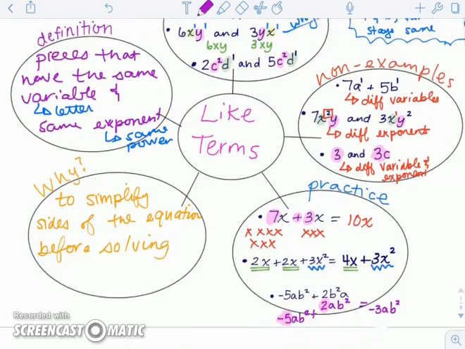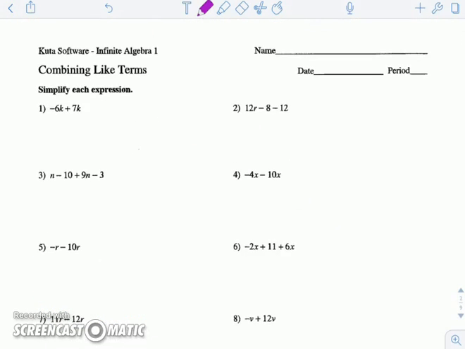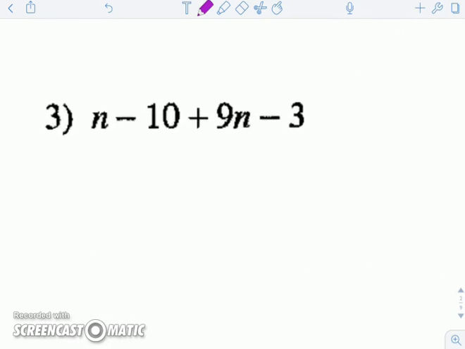So I should have said this to start. It might not have been a bad idea to fill in your bubbles before you get started, or write on the top what you're filling in just so you can go after. But here it is if you need to pause this page and copy everything down that we just went over. So now I'm going to do a few examples. Some of them are pretty easy, some of them are a little trickier. I'm going to start with number 3.